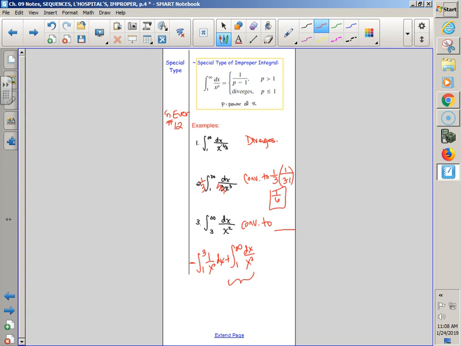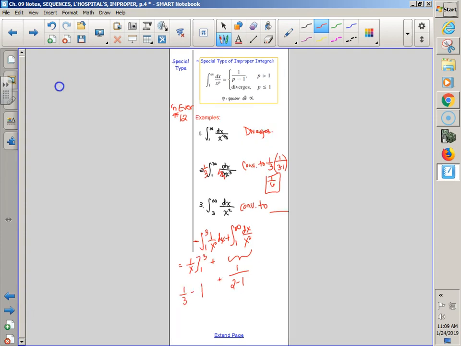This one could be our 1 over p minus 1, which would be 1 over 2 minus 1. But the problem is that the entire thing? No, because we have this extra little piece to the bound. So we wouldn't actually use that to solve this one, because the bounds are messy. It's easier just to do it by hand. But let's see if it works. So when we anti-derived, it was negative 1 over x, with a negative would be positive 1 over x from 1 to 3, which would end up equaling 1/3 minus 1. Uh-oh, is that off?